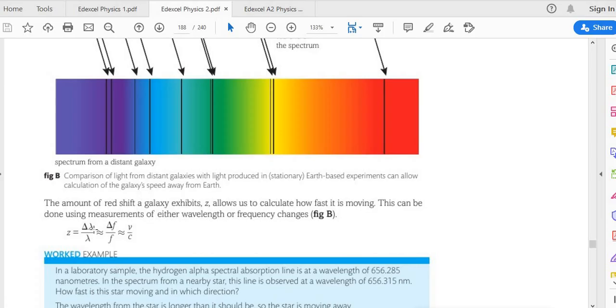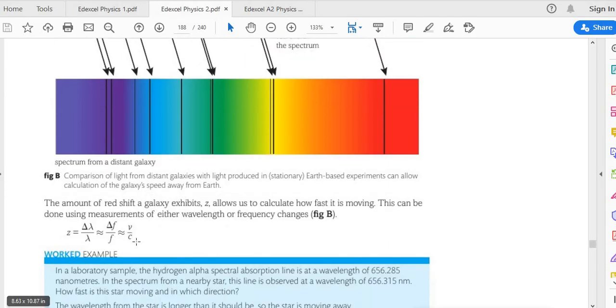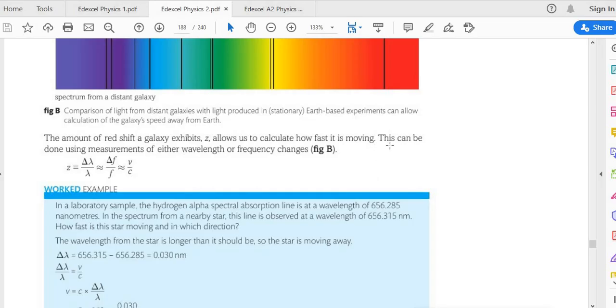So delta lambda and lambda, we can find from experiments like this. Then C also we know. C is the speed of light. And this way we can find V, the speed of the galaxy. So using delta lambda divided by lambda equals V over C, we know delta lambda, we know lambda, we know C, we can find V. This can be done using measurements of either wavelength or frequency changes.